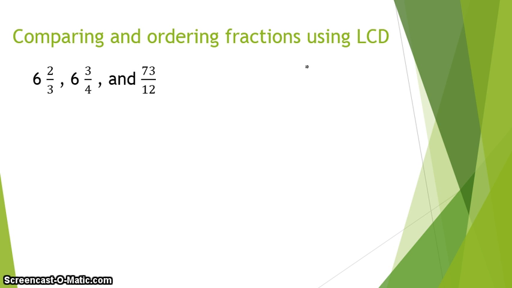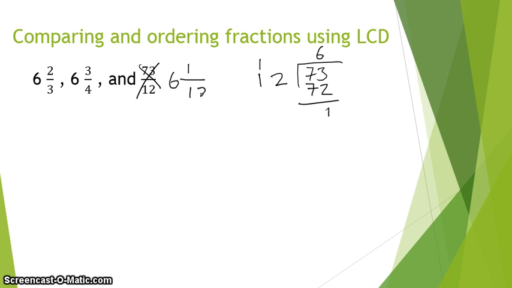So 73 divided by 12. So 12 into 73 will go 6 times. 6 times 2 is 12. 6 times 1 is 6, plus 1 is 7. That gives me a remainder of 1. So 6 is going to be my new whole number, and then the remainder goes on top, and the divisor goes on the bottom.